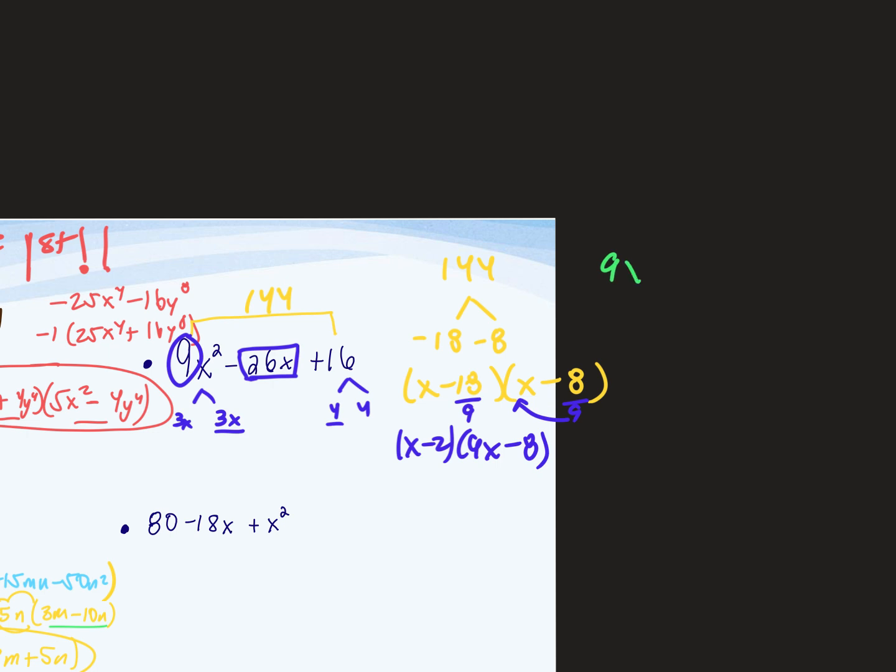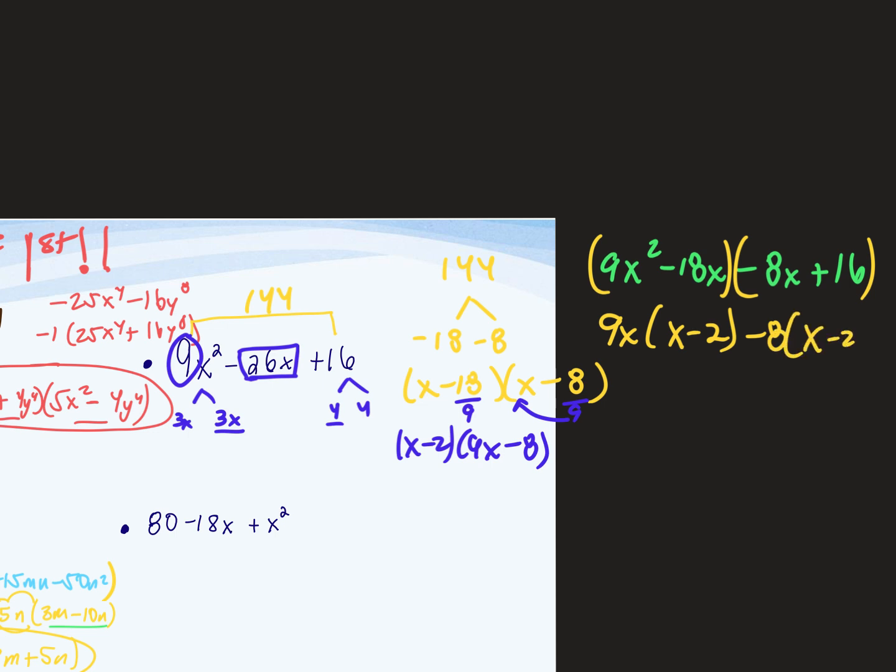You start off with your first term, 9x squared. Then we had negative 18 with an x, a negative 8 with an x, and your last term, which is 16. Group the first two, group the second two. What can I take out of 9x squared and negative 18x? 9x, good. And I'm left with x minus 2. What can I take out of negative 8x and a 16? Negative 8. And I'm left with x minus 2. So there's my new GCF, x minus 2. And my leftovers get their own parentheses, so 9x minus 8.